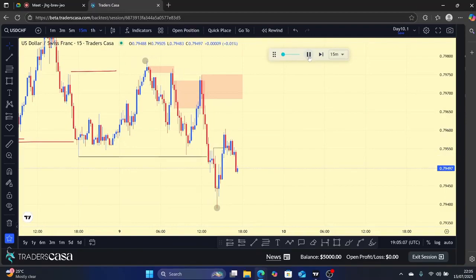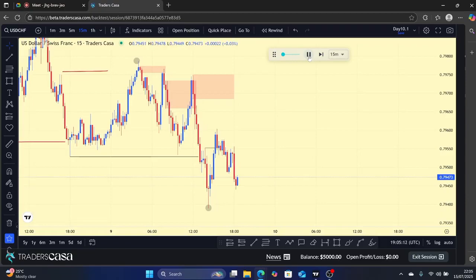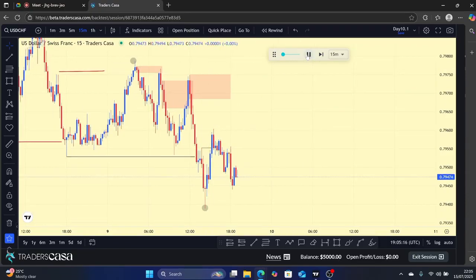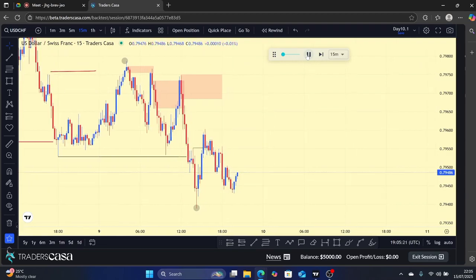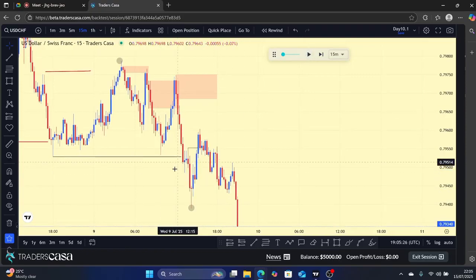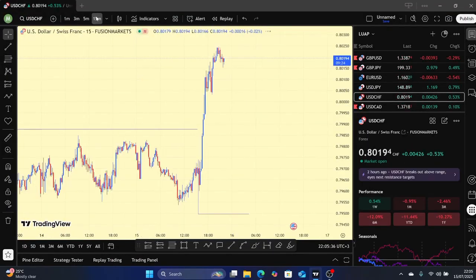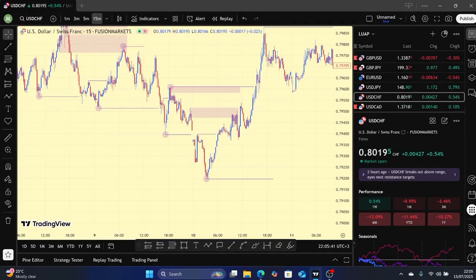Right, so price is moving down and down and down. All right, what date is this? This is Wednesday, July 2025, USD. Yeah, exactly right here.